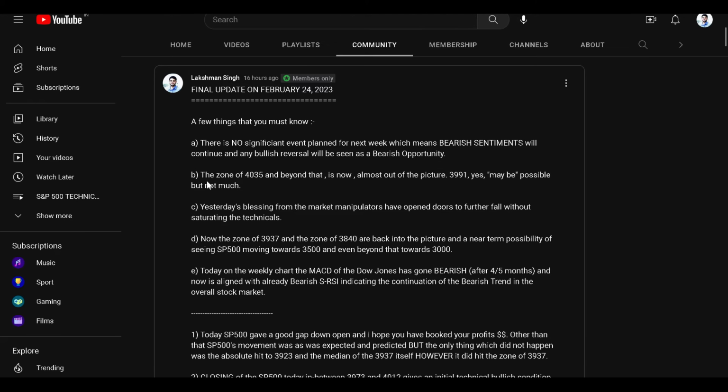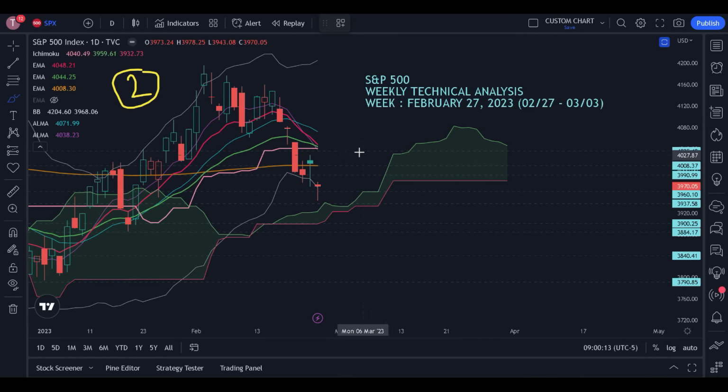The second point is that the zone of 4035 and beyond is now almost out of the picture. Anything beyond 4035 is not possible as of now. Secondly, even 4035 is for now out of the picture, because before it can hit 4035, it has to struggle here. What is that? That is 3991, a very heavy resistance.